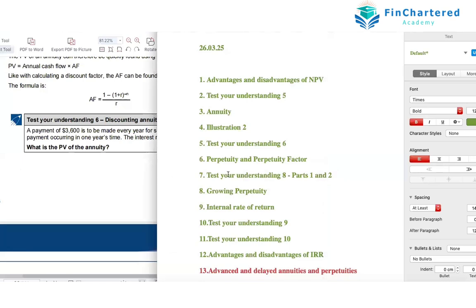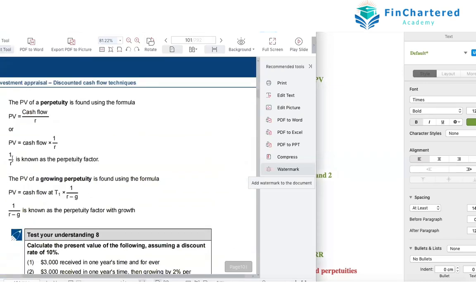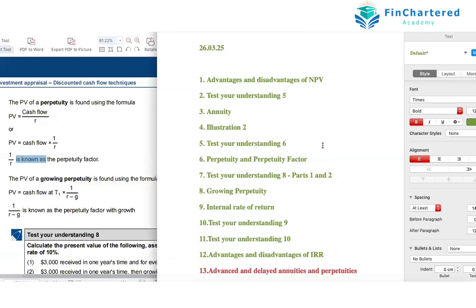Perpetuity and perpetuity factor. Perpetuity factor is very easy. It's simply cash flow divided by R. And what is a perpetuity? Getting an amount every year forever. And the formula is cash flow divided by R. Right? And growing perpetuity is the same thing. We'll just add one tiny minus G to the formula to deal with growing perpetuity. Based on that, we looked at test your understanding 8, both part 1 and part 2.